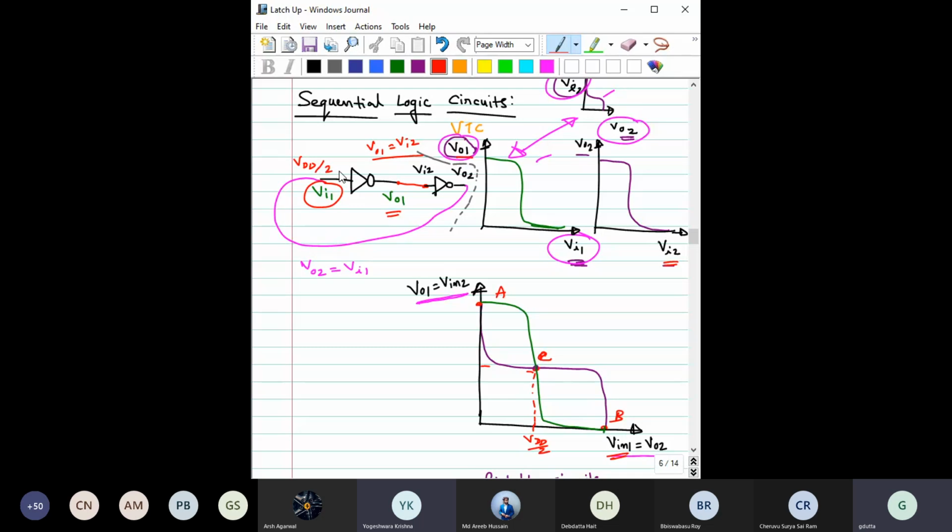But if we say VDD by 2, we cannot say it is exactly at VDD by 2. If VDD is 3, then VDD by 2 is exactly 1.5. If there is some noise, even in the millivolt range, there will be some perturbation. Say noise on the positive side or negative side. Let us say for the time being negative side. The noise can shift this point a little bit to this. Then this is now the input, and that will create an output here.